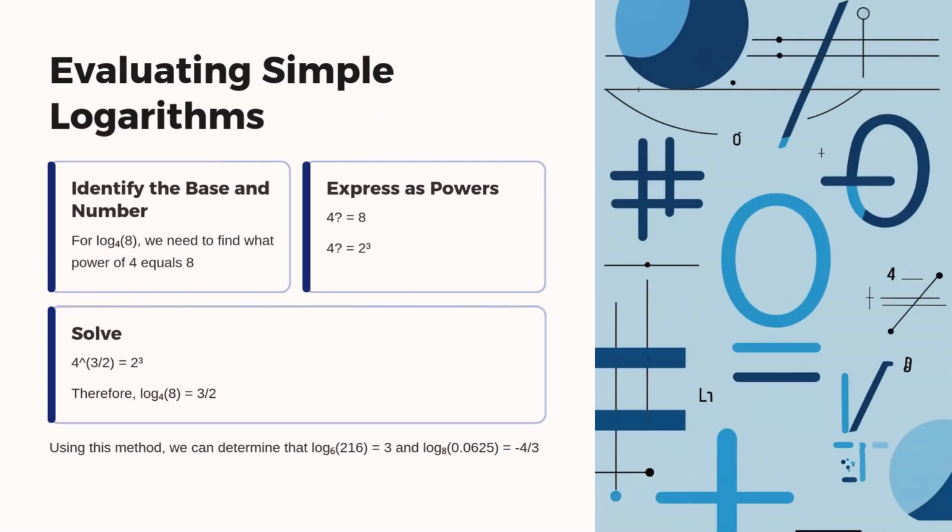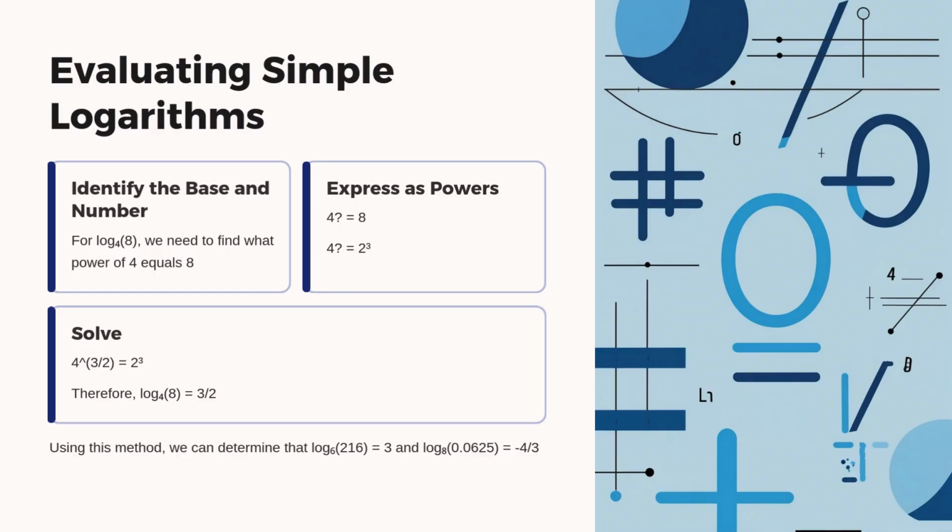Evaluating simple logarithms. Identify the base and number. For log base 4 of 8, we need to find what power of 4 equals 8. Express as powers. 4 raised to the power of what equals 8. 4 raised to the power of what equals 2 cubed. Solve. 4 raised to the power of 3 over 2 equals 2 cubed. Therefore, log base 4 of 8 equals 3 over 2.